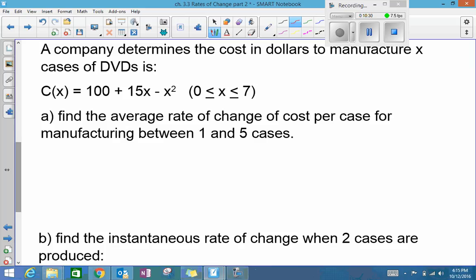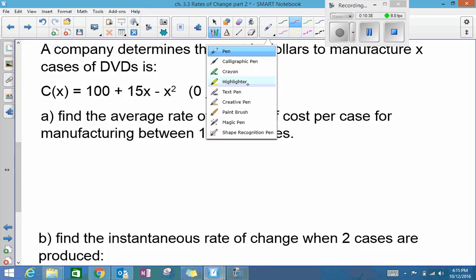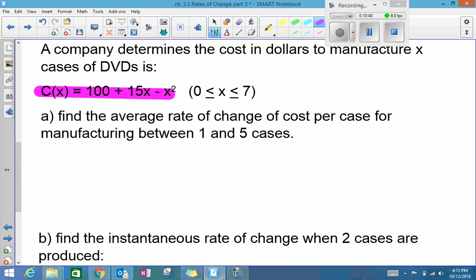Here we have: a company determines the cost in dollars to manufacture x cases of DVDs is this. So here's our cost function. And where it says from 0 to 7, that just means this equation only applies for the domain of 0 to 7, which we don't have to worry about right now. We are not going to be using any numbers except between 0 and 7.